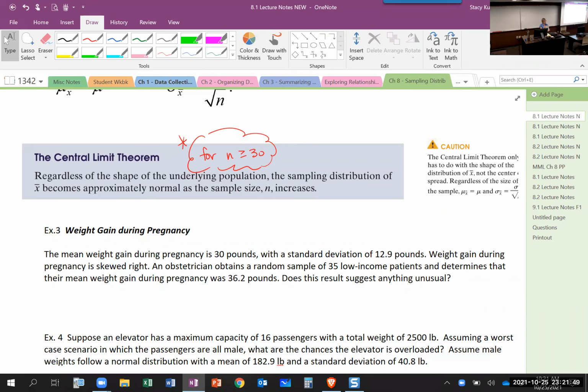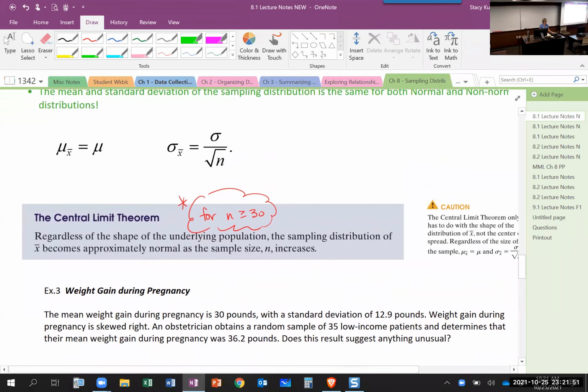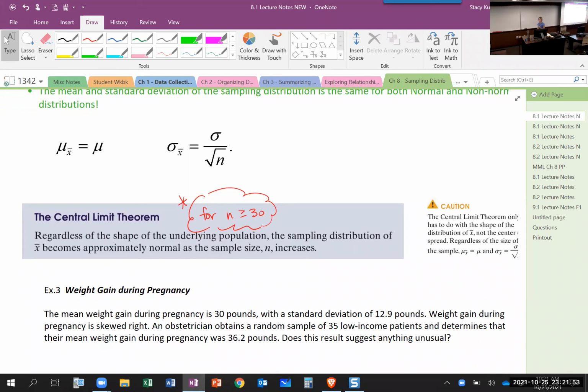But those formulas don't change, right? Those formulas don't change. So regardless of whether my underlying population was skewed or not, the mean of the sample is going to be equal to the mean of the population, and the standard deviation of the samples is going to be given by that formula right there, dependent upon your sample size.